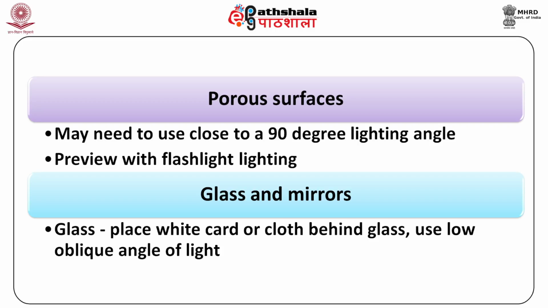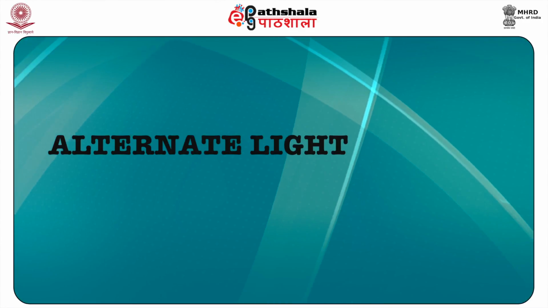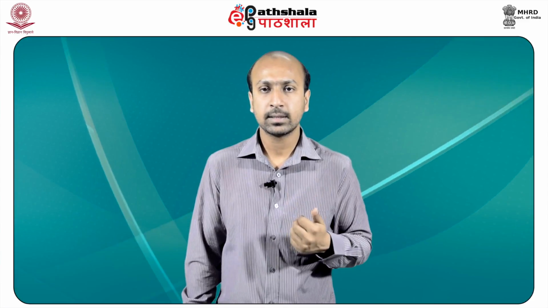For glass, place a white card or cloth behind the glass. Use a low oblique angle of light. Now alternate light sources. Many lighting sources are available in forensic photography apart from ambient daylight and electronic flash. They include infrared, ultraviolet, lasers, etc. Each has its own applications and limitations.